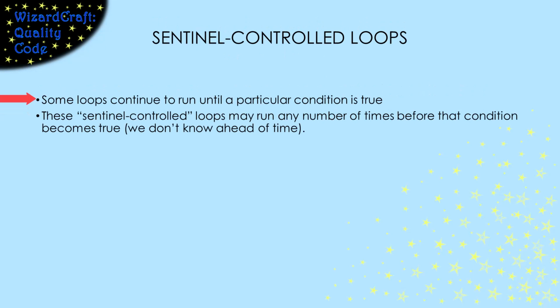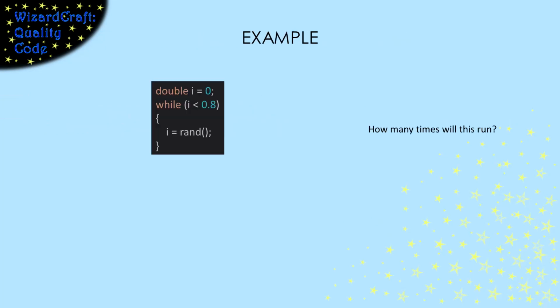There are a few general kinds of loops. When we're talking about while loops, most of the time we're building sentinel-controlled loops. These loops run until a particular condition is true, and when the loop starts, we don't know how many times it will run. Here's a good example of a sentinel-controlled loop.